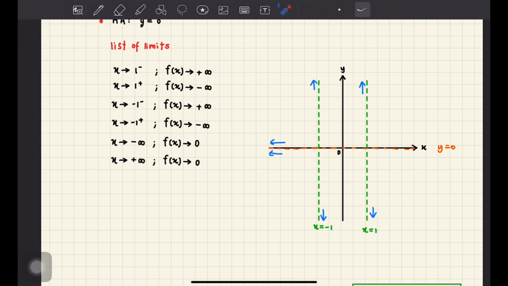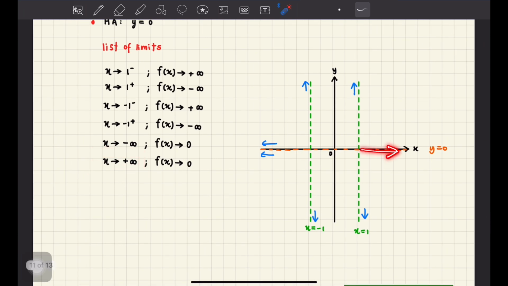Okay, and then x approaching positive infinity. So positive infinity is going to the right over here. So it's going positive, positive, positive. And then y is approaching 0. Approaching 0 means approaching the x-axis, the line y equal to 0. So the arrows are up here and down here.